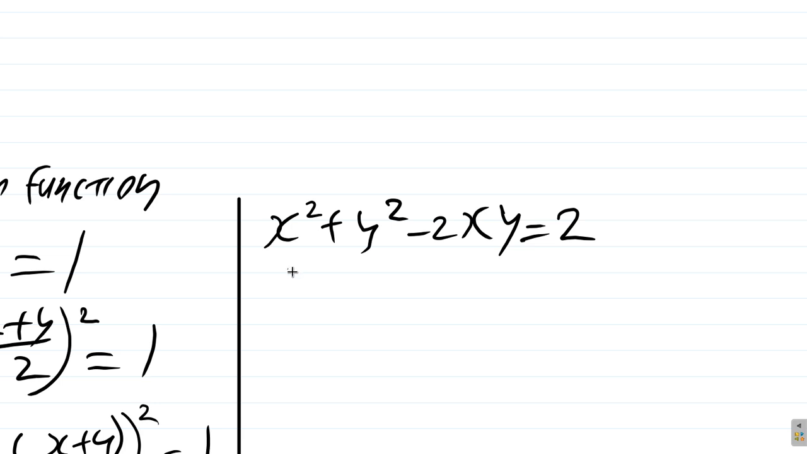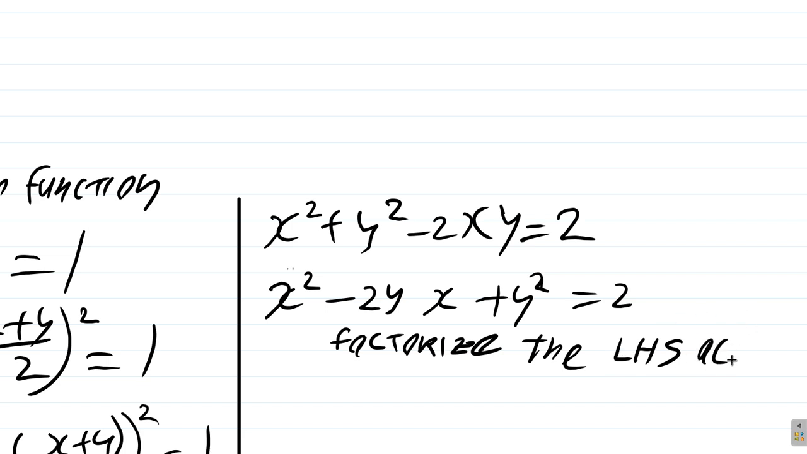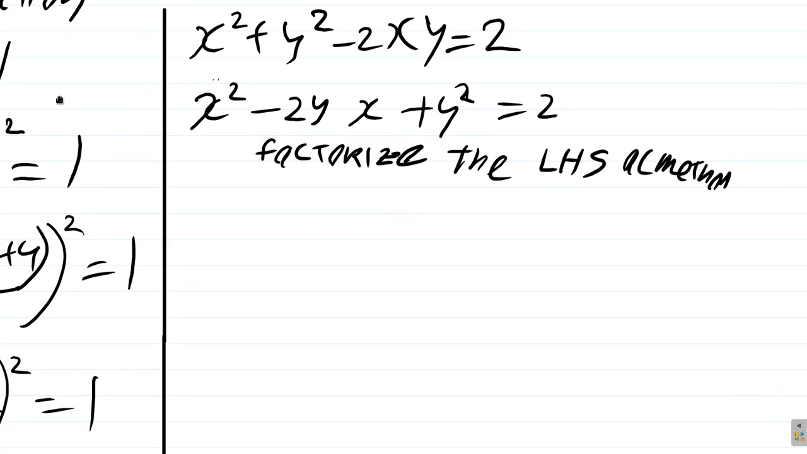Consider the left hand side to be a quadratic expression in x. So you have x squared minus 2y x plus y squared equals 2. We're going to factorize the left hand side using the AC method. Now, you have to remember the AC method.